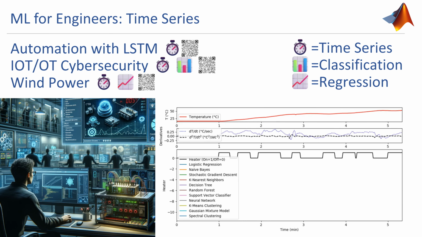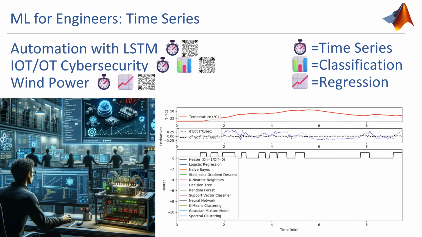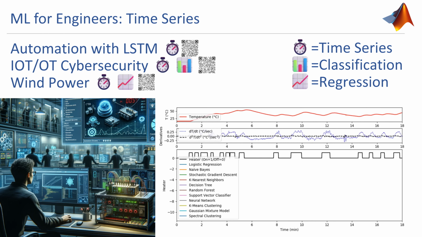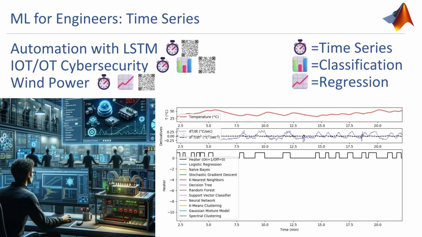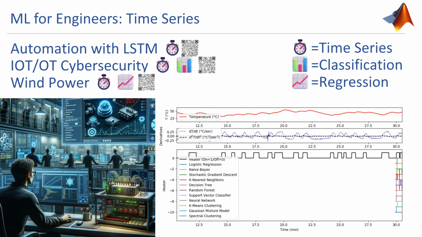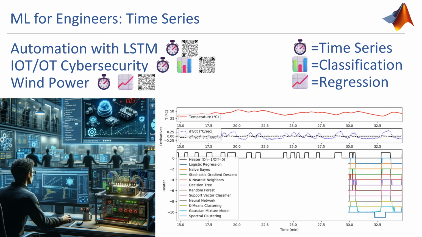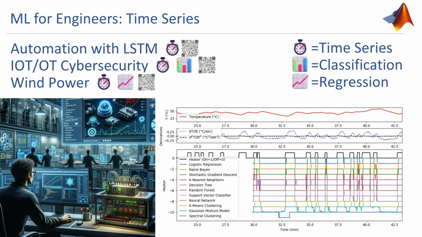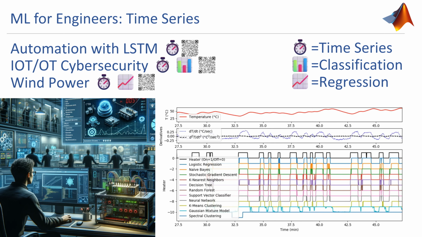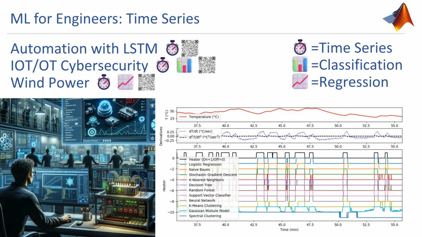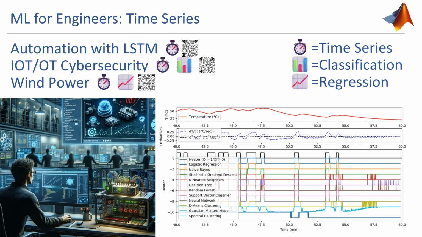Then we get on to time series. Now it's automation with LSTM. It replaces a proportional integral derivative controller or a model predictive controller with an LSTM, long short-term memory model. You could also do that with a transformer as well. In this case, the example that I show here is in Internet of Things. Okay, this is a cybersecurity application where you're trying to determine if the heater is on or off, or somebody else has control of that and is spoofing the value.